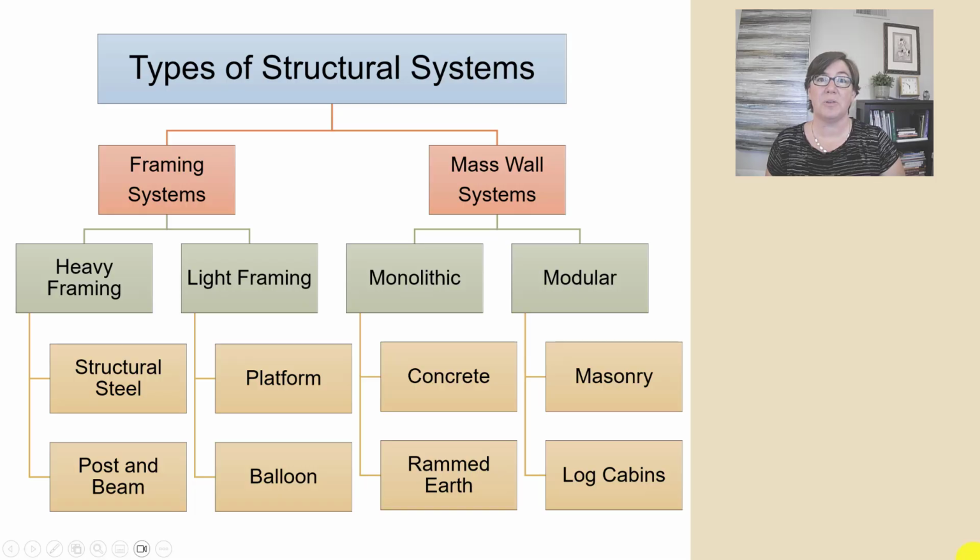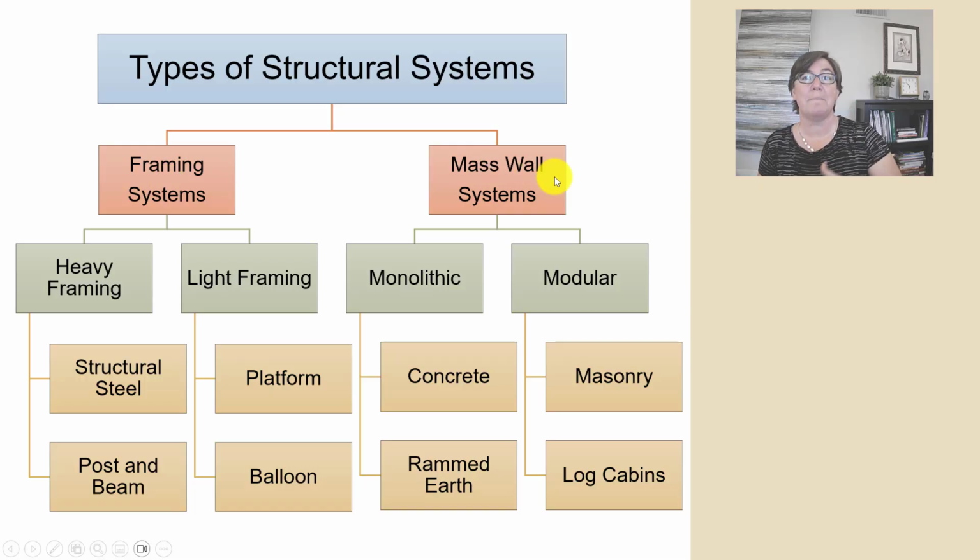There are two major types of structural systems we can categorize here. The first one is framing systems versus mass wall systems. Looking at framing systems, you could have both heavy and light. Examples of heavy framing are structural steel and also post and beam. Examples of light framing systems are platform framing and balloon framing.